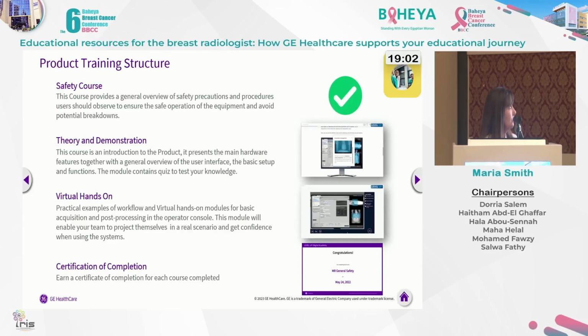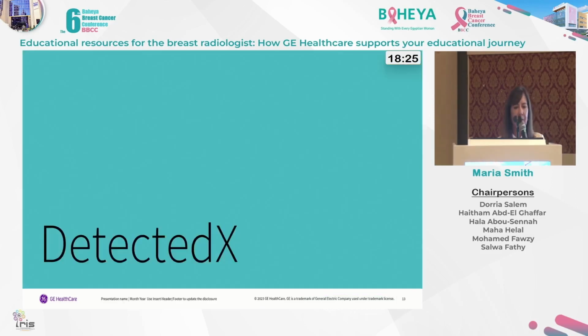So the product structure would look like this. You'll go through a safety course just to make sure that you know how to operate the machine, all the basics of safety, a theory. Then the course is an introduction to the product. It goes through the main hardware features and how to use the interface. Then you get virtual hands-on, and I think this is where it gets interesting. It gives you practical examples of the workflow, hands-on modules for basic acquisition or post-processing. And again, just to encourage the user, we're giving you a certificate of completion. So that was our Digital Academy.